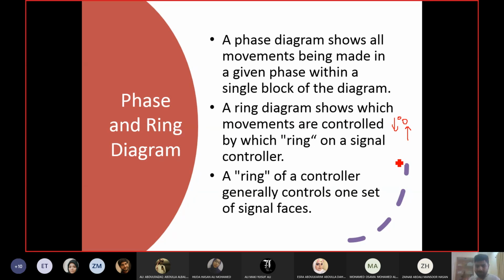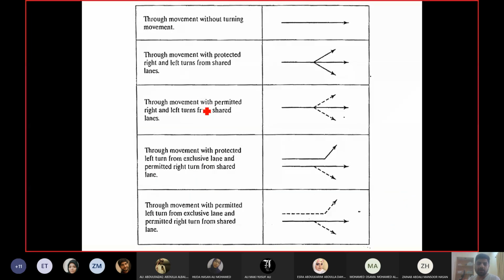One set of lights, or one signal pole with a set of lights, is known as a ring, or a signal controller, or also a set of signal faces. Faces means the lights, not the phases. It is F-A-C-E-S, faces. So signal lights are also known as faces. Let me show you some examples. Before we go to the examples, let us understand the terminology here, the legends.